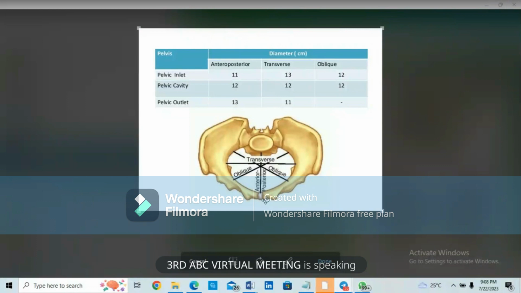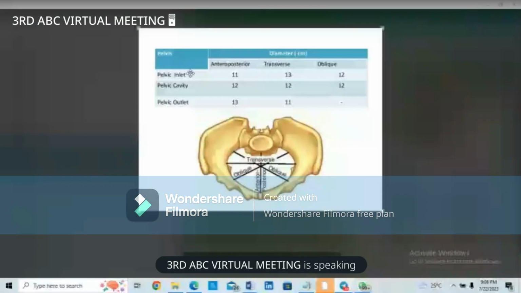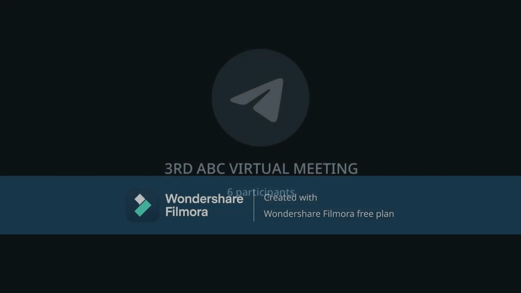These are the diameters. We have the anterior posterior diameter, the transverse diameter, and the oblique diameter. Alright, so this diameter has different values at different levels. It has a value at the level of the pelvic inlet, and it has a value at the level of the pelvic cavity, which is the cavity in the lesser pelvis. Don't confuse pelvic cavity with the lesser pelvis.